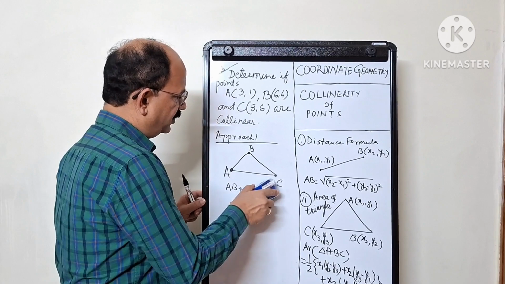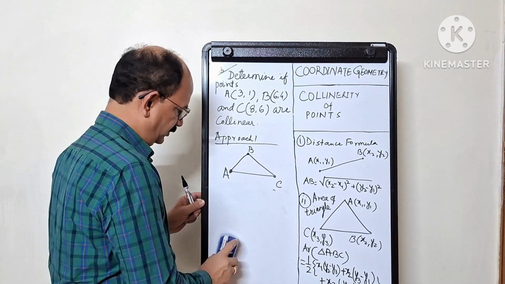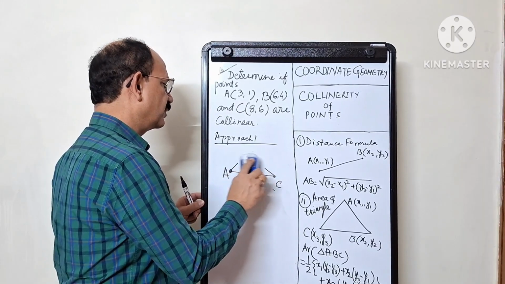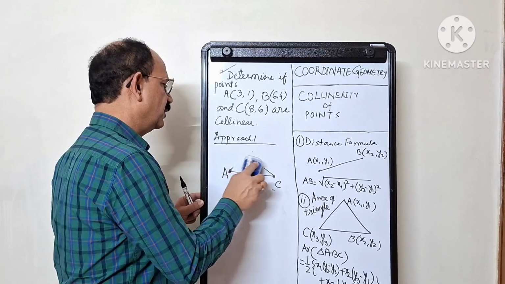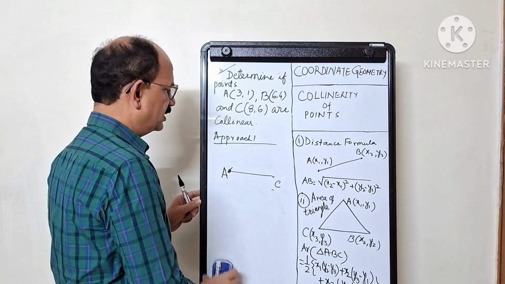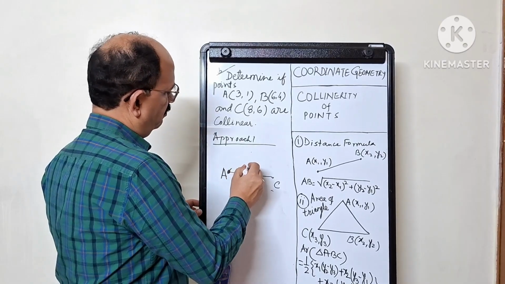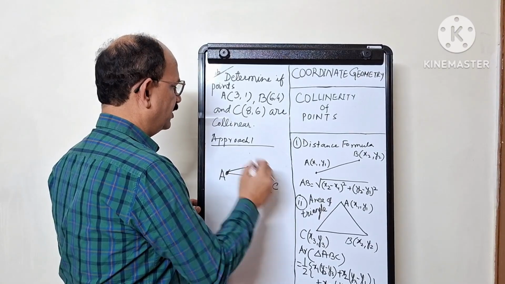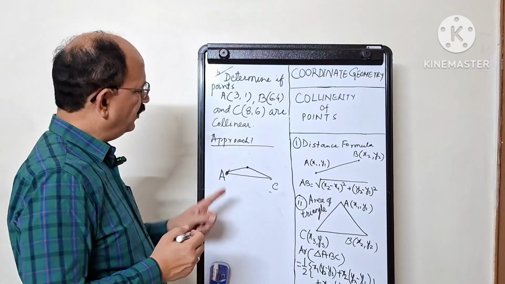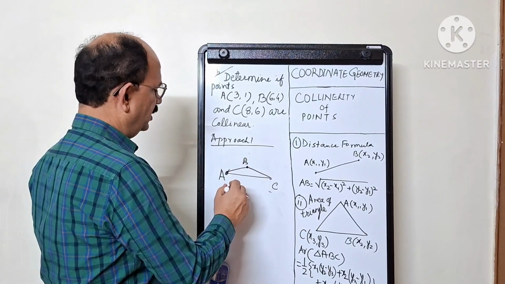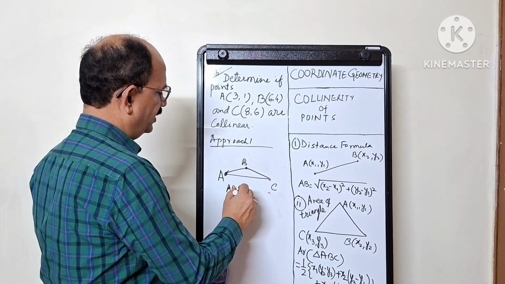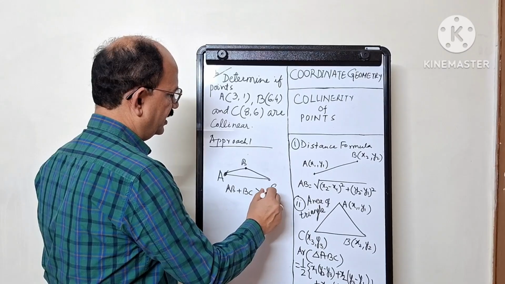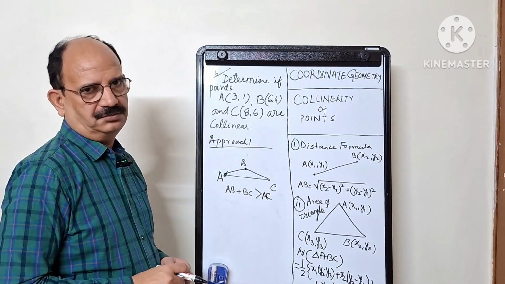Now, suppose we bring this point a bit closer to this line. Suppose we have brought it here. Then also this will form a triangle, and then AB plus BC will be greater than AC.